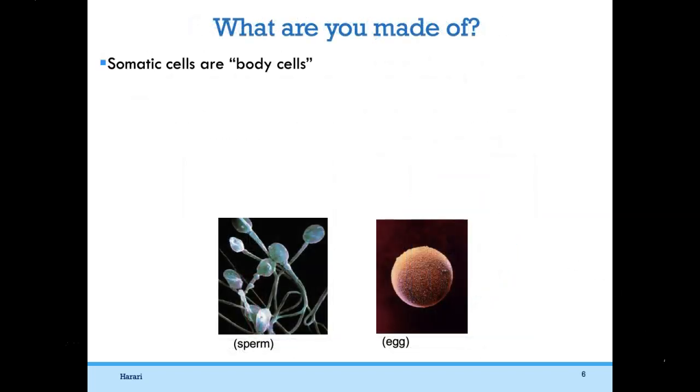So what are you made of? You're made of two different types of cells, and we spoke about this before. Somatic cells are body cells. Those are diploid, meaning they have two copies of every gene. Somatic cells are your skin cells, your hair cells, your eye cells, your muscle cells, blood cells. All those are your somatic cells. And all those cells have two copies of each gene. So you have a hemoglobin gene. That means every one of your hair cells has two copies of a hemoglobin gene.